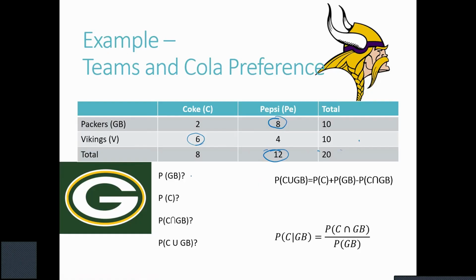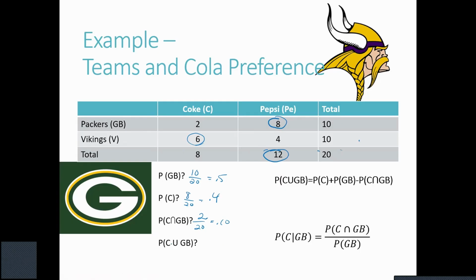So the probability that you're a Green Bay fan is 10 out of the total in this sample, which is 20. So that's 0.5. By the way, that's also the probability that you're a Vikings fan. The probability that you're a Coke fan is 8 divided by 20 equals 0.4, which means the probability that you're a Pepsi fan is 0.6. The probability that you like Coke and Green Bay is 2, that's this 2 up here, divided by 20 equals 0.10.